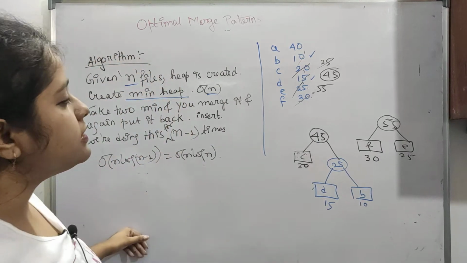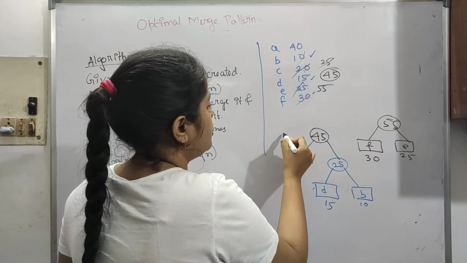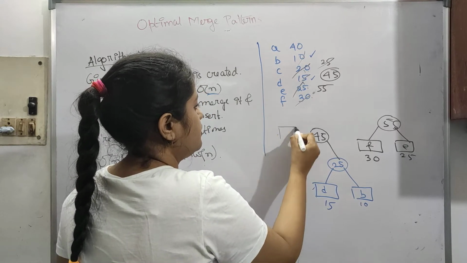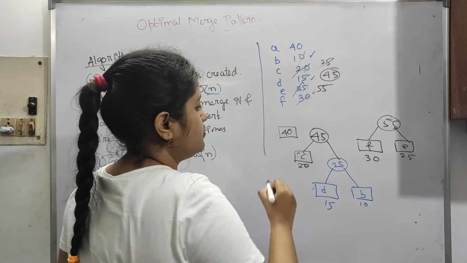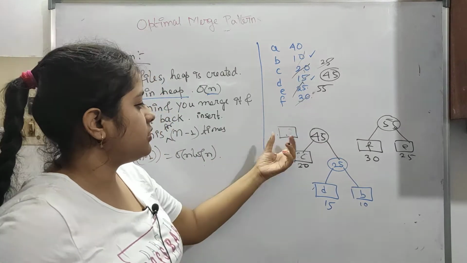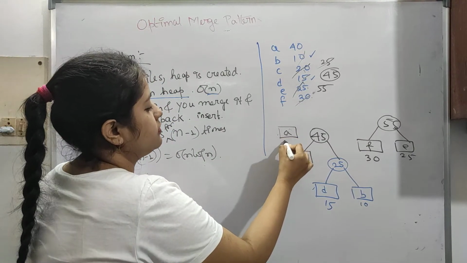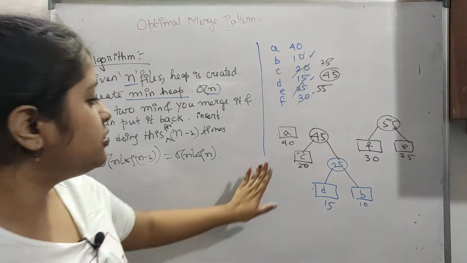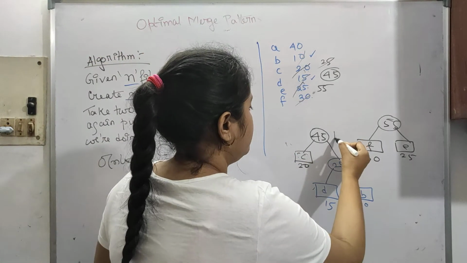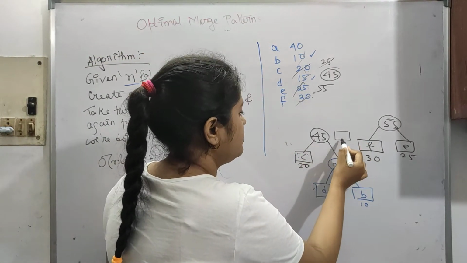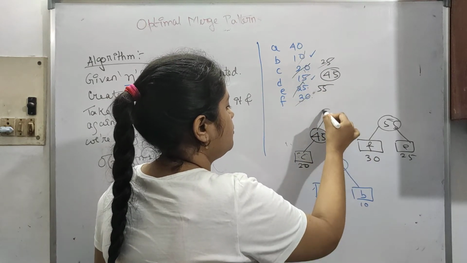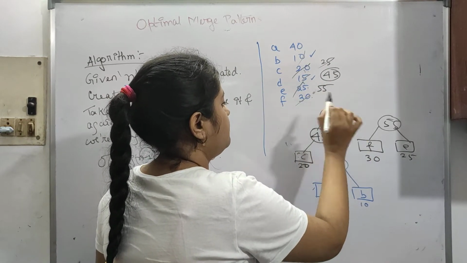And now the last two are 40 and 45. So 40, maybe let's say 40 is present here. Okay, so now let's put 40 as A. You can put 40 here also, it doesn't matter, just because it was more spacious. 40 is A. So 40 and 45 will be 85.